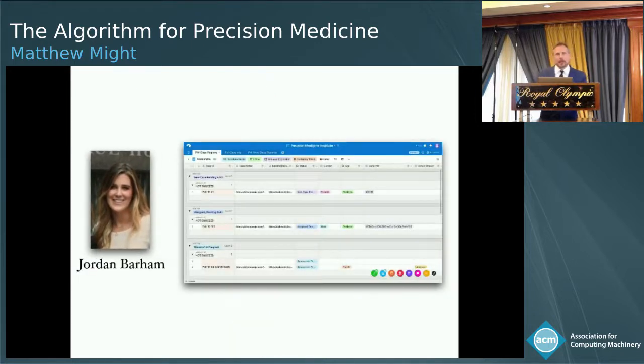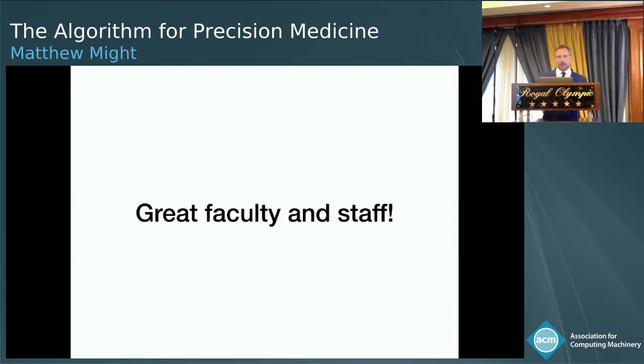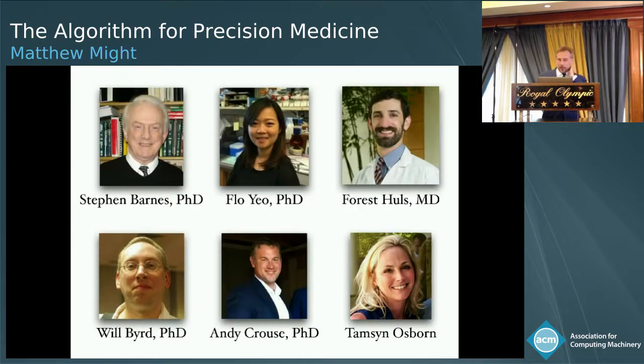So we also develop a lot of in-house software. We have essentially our own customized EMR, if you will, that can speed up the review of the cases that we do once a week. I also have a lot of great faculty and staff. I've hired about 5 faculty in just the past year to get this program off the ground.